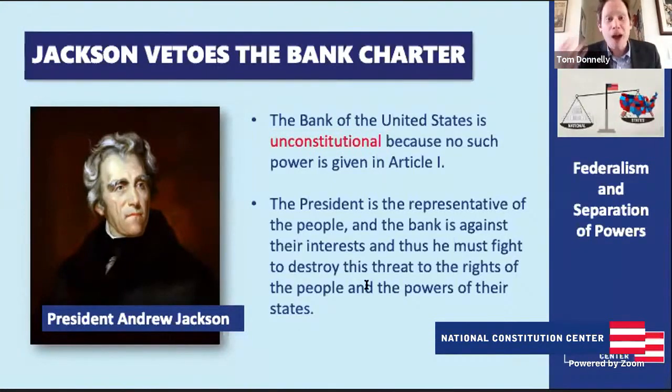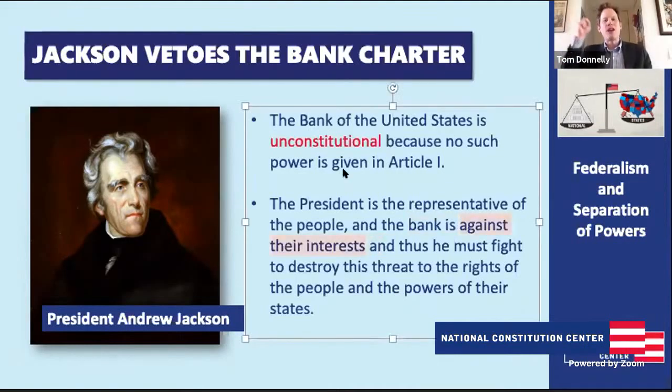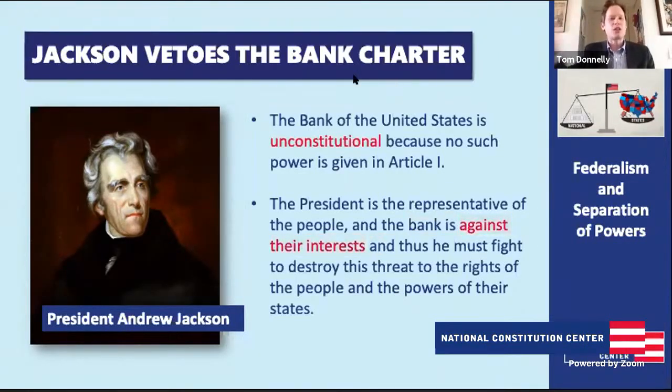2, as a matter of policy, the national bank is a terrible policy. I'm here to speak for the American people as president. The bank only represents the elite, the wealthy, the few. It doesn't represent the rest of us. So as a matter of policy, I think the national bank's a bad idea.